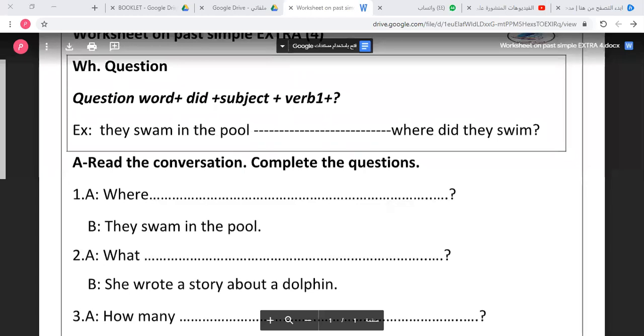Ziad? Yes. Hello, Ziad. Here, Ziad, we want to ask using when. The sentence that we are going to make the question on is: they went to the aquarium on Sunday.